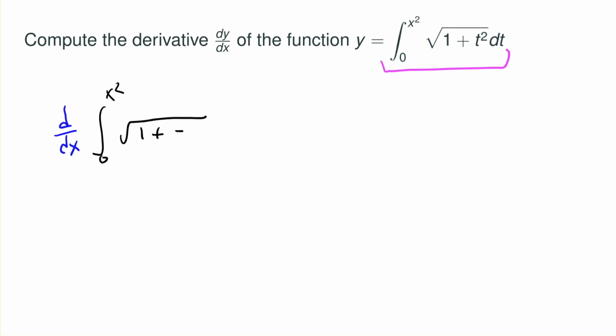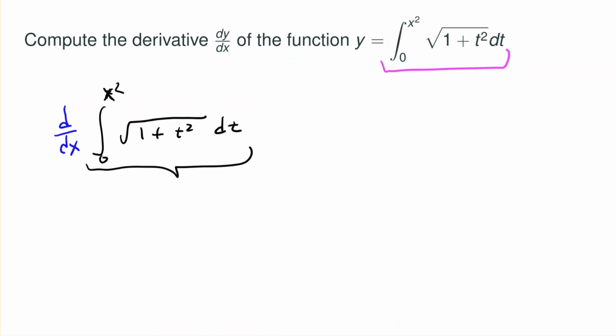Compute the derivative dy/dx of the function y equals the definite integral from 0 to x squared of the square root of 1 plus t squared dt. So here, this entire thing is a function, and we're taking the derivative of that function with respect to x. We're not taking an antiderivative, or the derivative of an integral here. This entire thing is an area function, specifically the area from 0 to x squared under this curve with respect to t. Right?